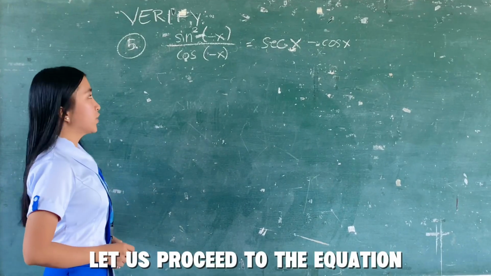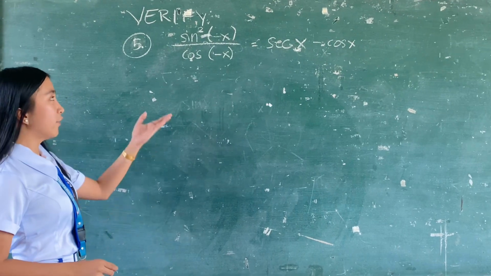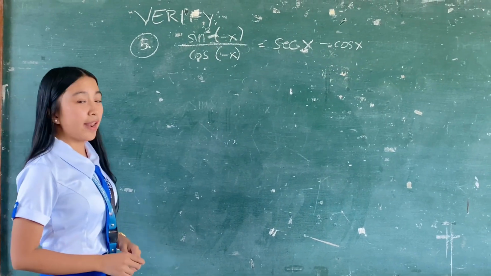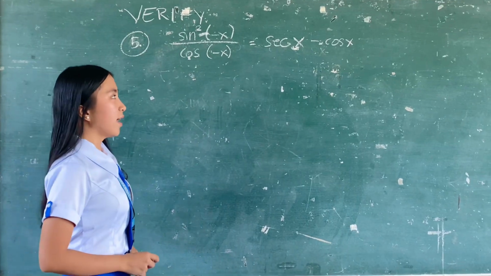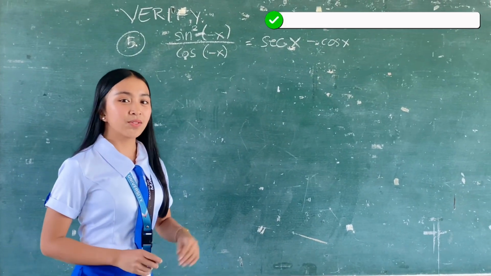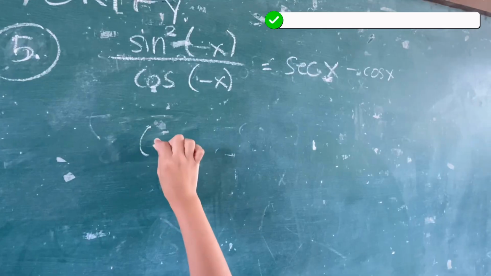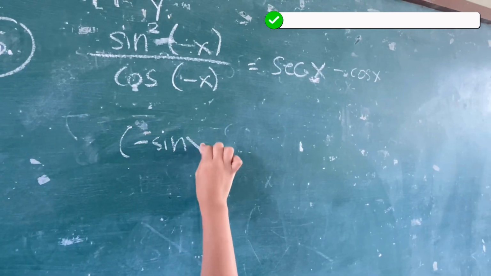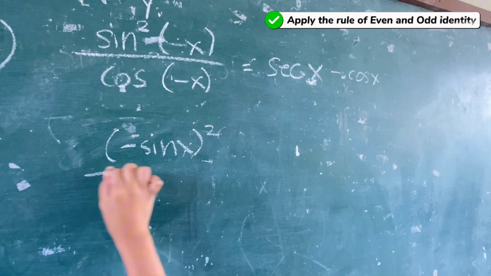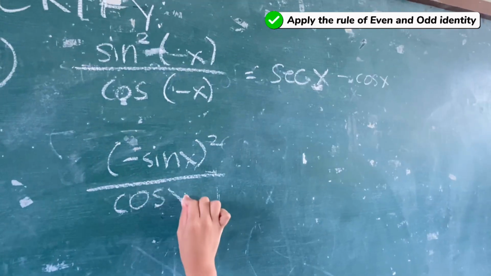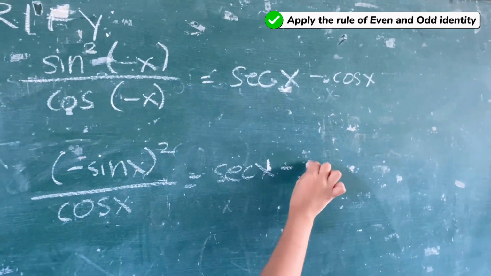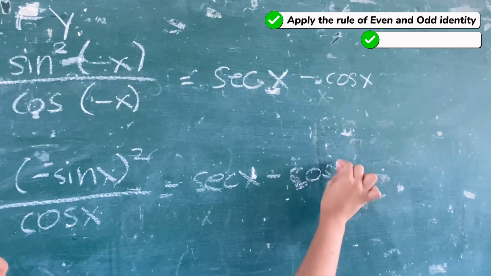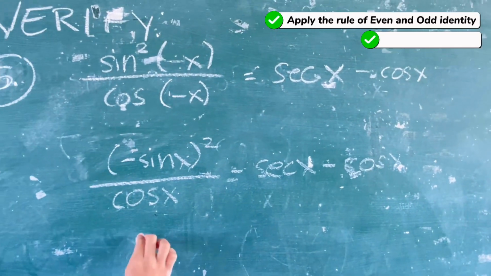So let us proceed to equation number 5. So we have here sine squared negative x over cosine negative x is equal to secant x minus cosecant x. So let us solve this one. First, let us apply the rule of odd and even identity for sine and cosine. So sine squared negative theta is equal to negative sine theta squared, since it is sine squared, over cosine negative theta is equal to cosine theta.